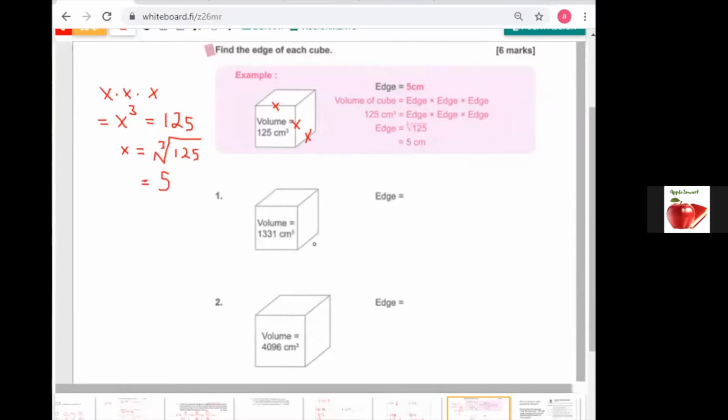So again, we would go work on the next question. And I would say volume. If we know the volume, X cubed, and we don't know the edges, is equal to 1,331. So then we would say X is equal to the cubic root of 1,331. And on my calculator, the cubic root of 1,331 is equal to 11. That's what we would be doing.